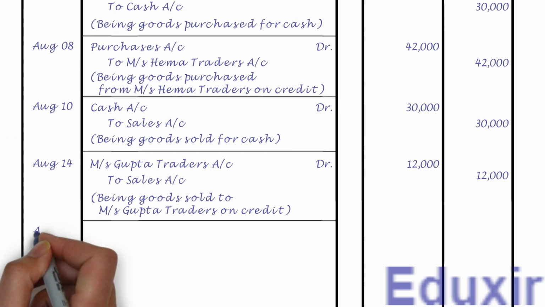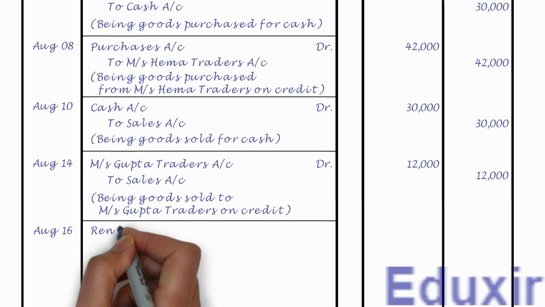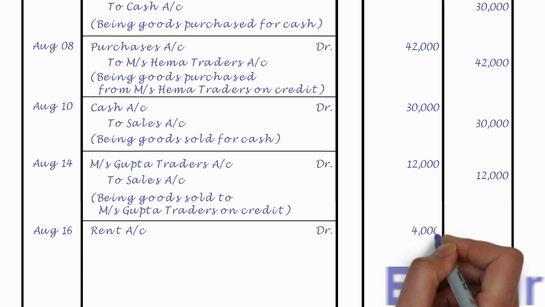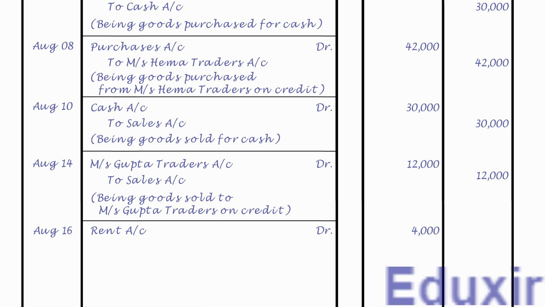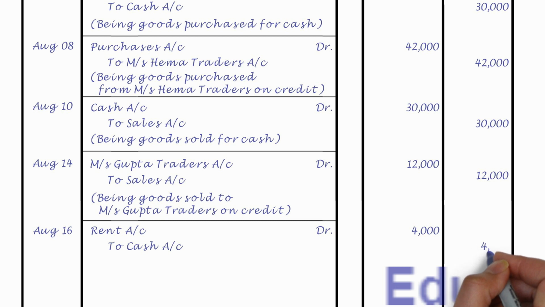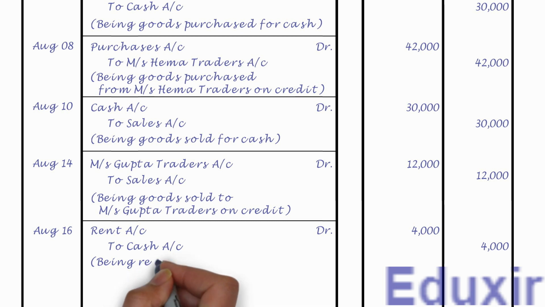Let us first record the date. Let us then record the rent account as the debit entry. Let us also record the text DR to indicate that this is a debit entry. Let us also record the debit amount of 4,000 rupees into the debit amount column. Leaving a margin, let us now record the cash account as the credit entry. Let us also record the credit amount of 4,000 rupees into the credit amount column. Let us now record the narration or description of this transaction, that is, being rent paid.